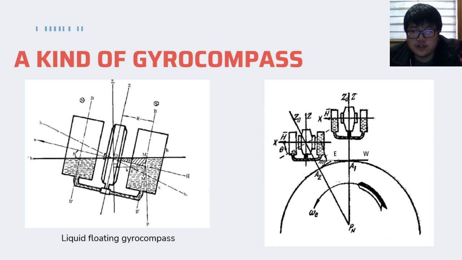And as this picture shows, the axis will point due north as the gyro compass moves on the Earth. So this kind of gyro compass is called a liquid floating gyro compass. And in addition, the controlling torque can also be applied by hanging a heavy object or something.